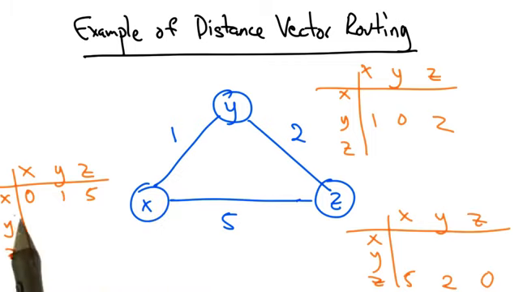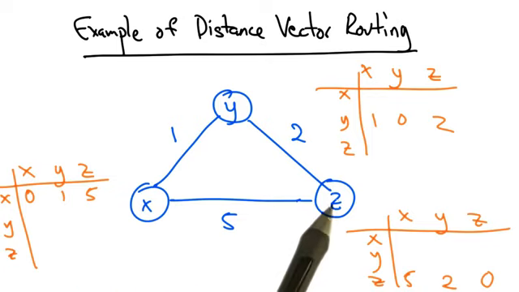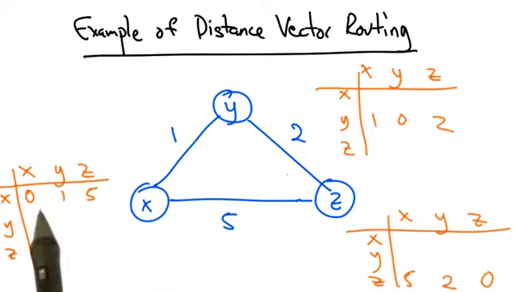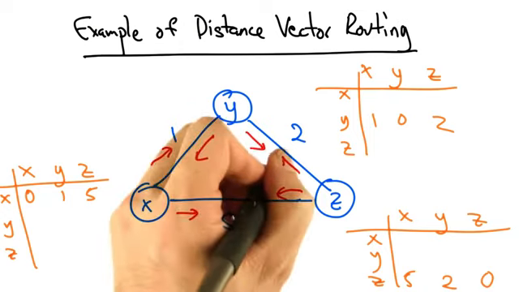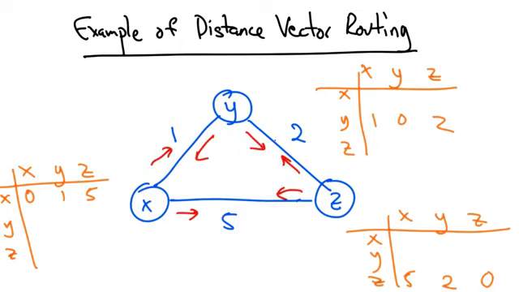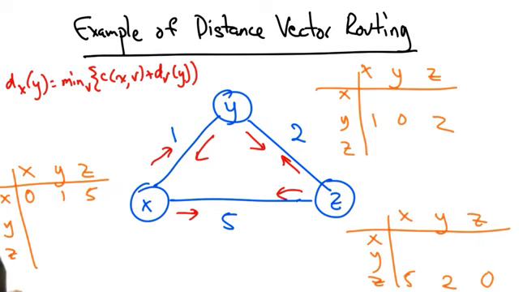Similarly, the shortest known distance between x and z to x at the outset is 5, because all it knows is the direct path. Note that a shorter path between x and z exists via y, but x simply doesn't know about it yet. Now, in distance vector routing, every node sends its vectors to every other adjacent node, and each node then updates its routing table according to the Bellman-Ford equation.